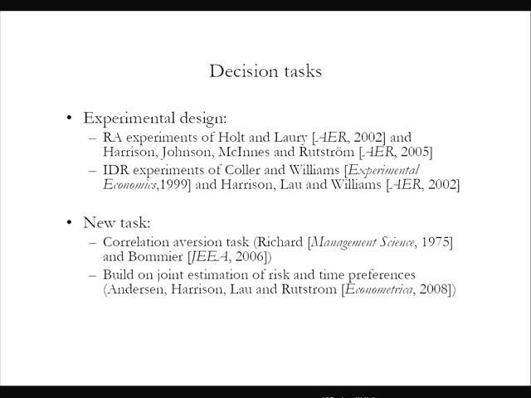And then for the discount rate experiments, we use the multiple price list design from Coller and Williams, which we have expanded later on. And then the new task is a combination of these two. We use this multiple price list idea, but present each row in the multiple price list one at a time. And I'll be more specific about how we present those tasks. So I'll come back to those tasks.